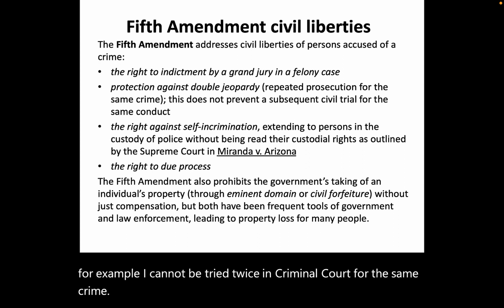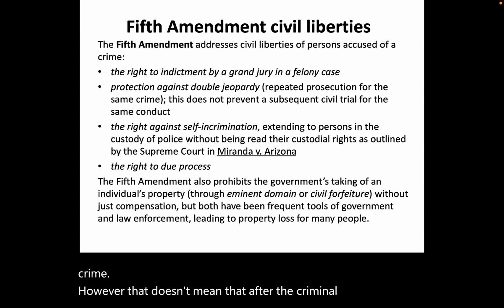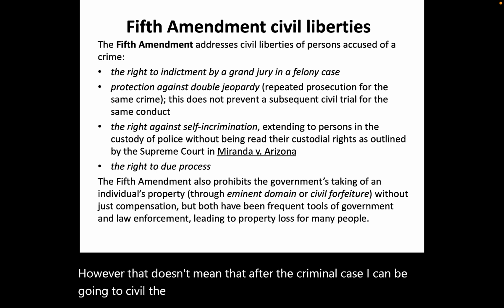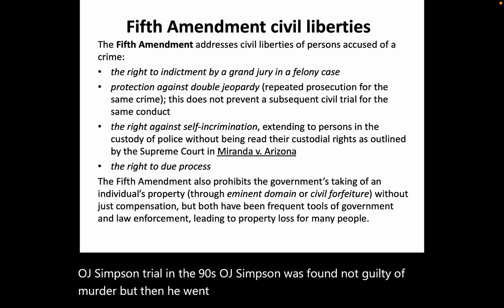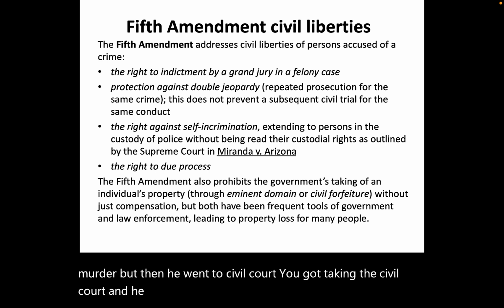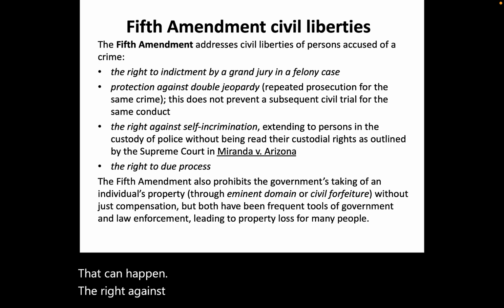However, that doesn't mean that after the criminal case, I can't go to the civil case. So if you go back, recall the O.J. Simpson trial in the 90s. O.J. Simpson was found not guilty of murder, but then he got taken to civil court and he got sued. That can happen. The right against self-incrimination.